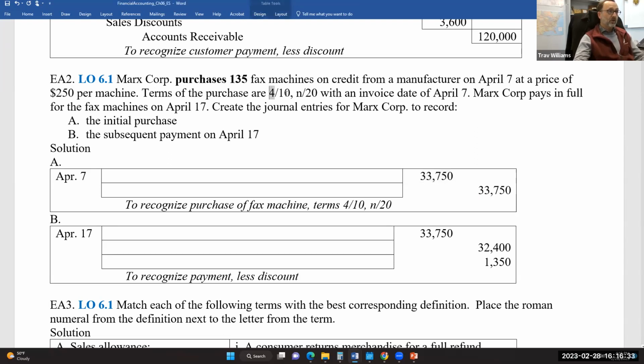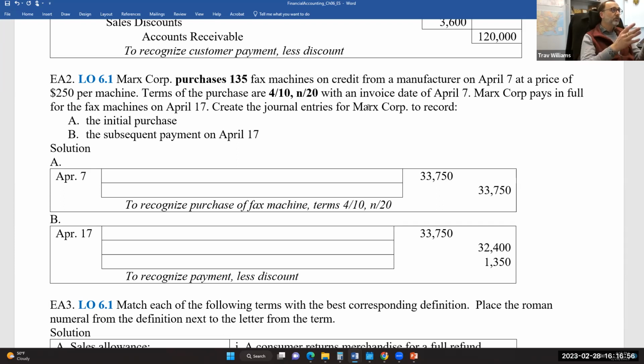We see the purchase terms, which tells us we did not pay cash, right? Because if there are terms, that means we haven't paid yet. Okay, so then, oh, it also tells us up here we made the purchase on credit, which means we haven't paid. Okay, so first thing we have to do is journalize the initial purchase.